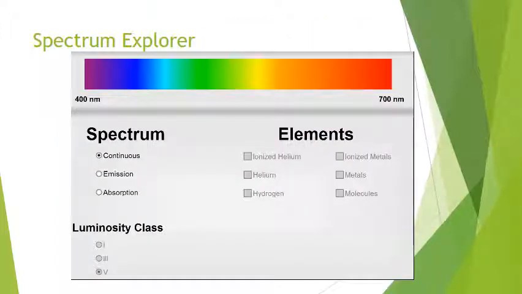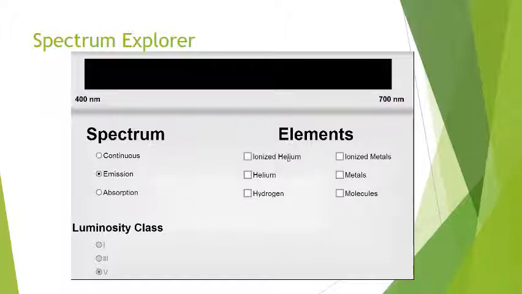Okay, just to reinforce what we know about the different types of spectra, I wanted to show you a little simulation. First of all, here's a continuous spectrum that shows all the visible wavelengths from 400 nanometers to 700 nanometers. And it's a continuous spectrum, so you would expect to see the entire rainbow. Now let's check out an emission spectrum. And I can choose now an element. Like I said, all elements have different numbers of protons and therefore different structures of electron orbits and therefore essentially fingerprints.